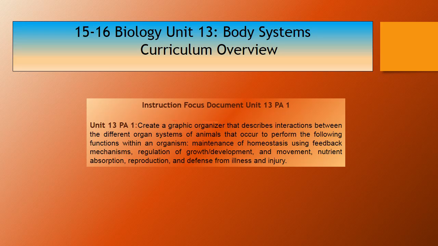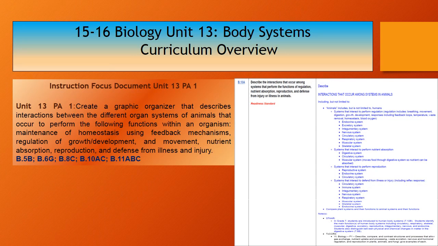Students may not have to create a graphic organizer, but an example would be from the question we just looked at in 11A with the diagram, understanding and explaining the interactions of the different systems and how they work together and how they occur to maintain homeostasis. So that is an example of what you can do. But again, the delivery method can change, but the content has to stay the same.